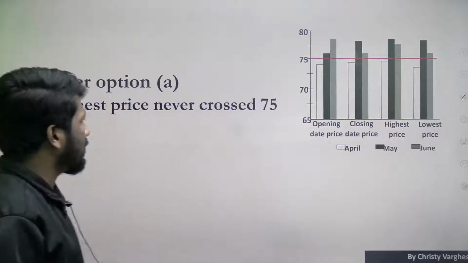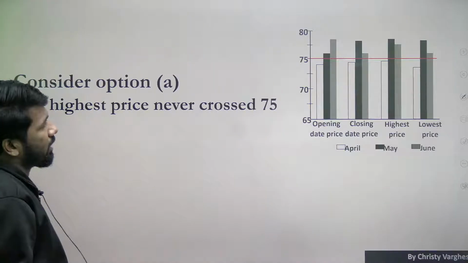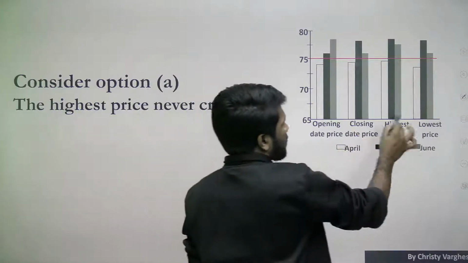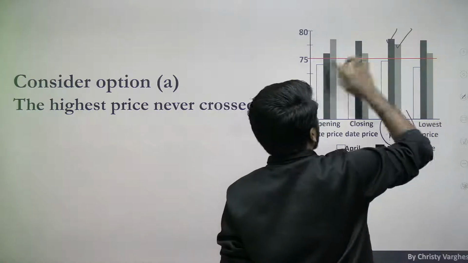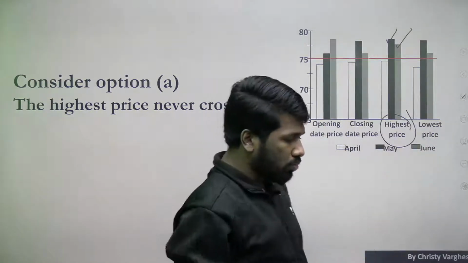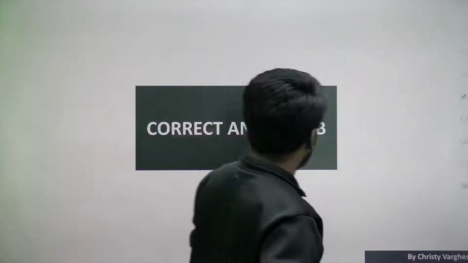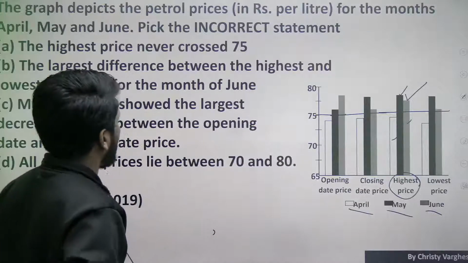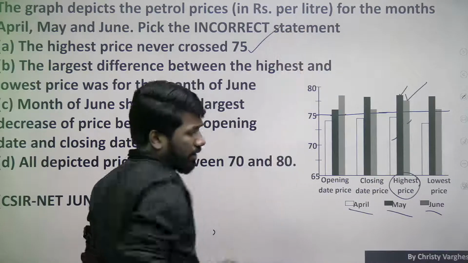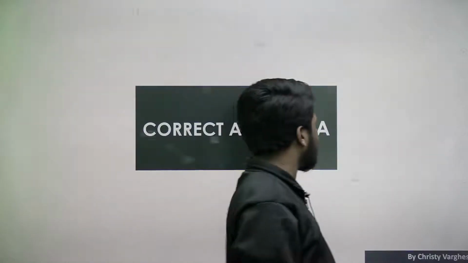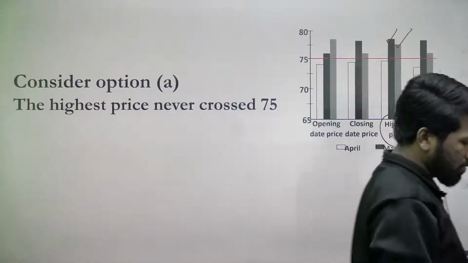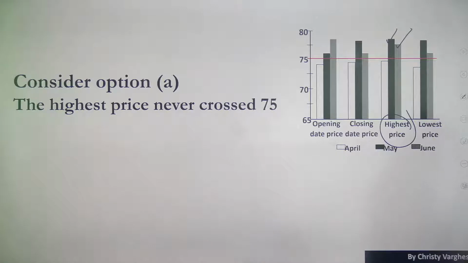Is that clear? Why option A is incorrect? क्योंकि highest price 75 से ज़्यादा गया है 2 बार, May or June to be exact. So option A is the correct answer. Now if you have any doubt regarding any other options, please ask. I will explain. Otherwise we can go to the next question. Please mention whether this is completely clear or not. Clear na? If so, let's go to the next question.